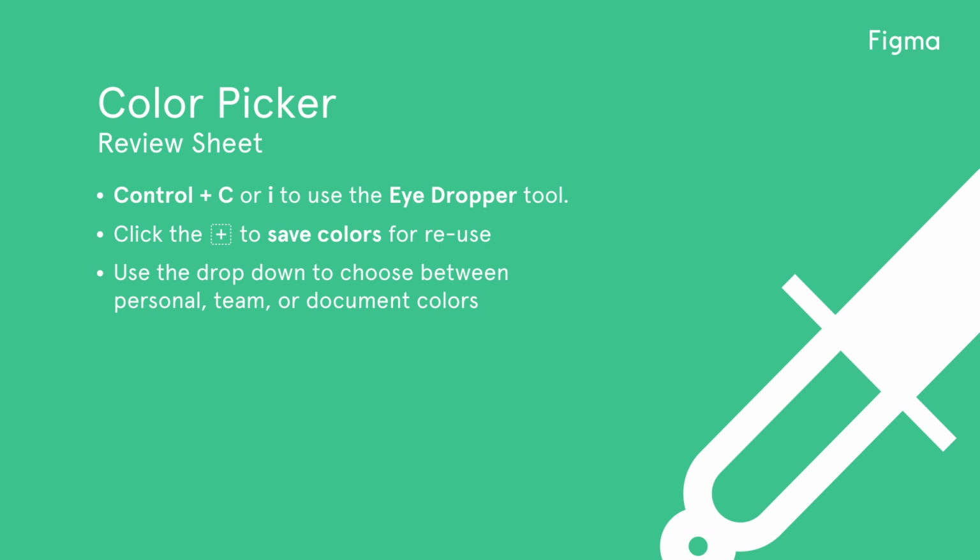Let's review what we've learned. Ctrl-C or I on the keyboard allows you to quickly access the eyedropper tool. Click plus to quickly save colors for reuse. Use the dropdown to choose between personal, team, or document colors.